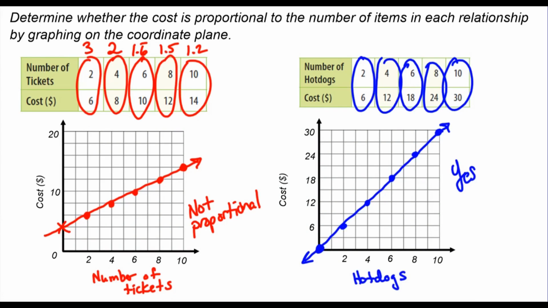And again, if we check that in the table, these are all $3 per hot dog. That's a constant unit rate in the table. All of these are $3 per hot dog. So we can confirm that again on the table or on the graph.